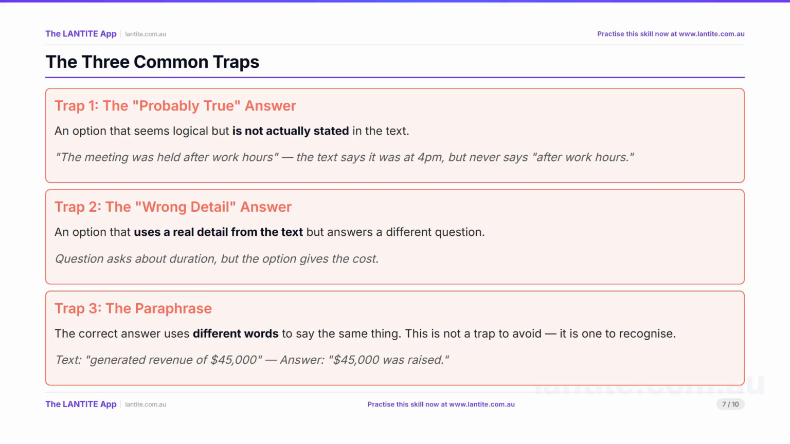Now let us talk about the 3 traps. Trap 1 is the probably true answer. This is an option that sounds logical and reasonable, but the text never actually says it. You might think it is true based on common sense, but explicit means it must be stated directly. Trap 2 is the wrong detail answer. This one is sneaky because it uses a real fact from the passage, but it answers a different question than the one being asked. Always reread the question before selecting your answer. Trap 3 is the paraphrase, and this one is important. The correct answer often uses different words to express the same idea. This is not a trap to avoid. It is something to recognize. 4 weeks and approximately 1 month mean the same thing.